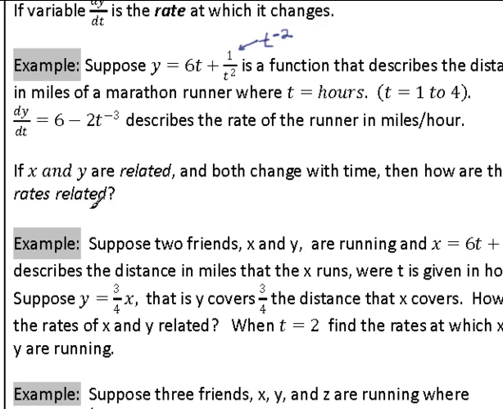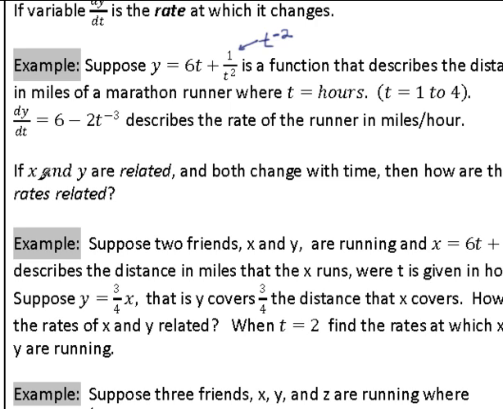In related rate problems, we usually have more than one variable. Okay, we have a situation like this. We have at least two variables that are changing with time. In the above example, we only had y. Y was changing with time. The distance that the runner ran was changing, kept increasing as t increased.